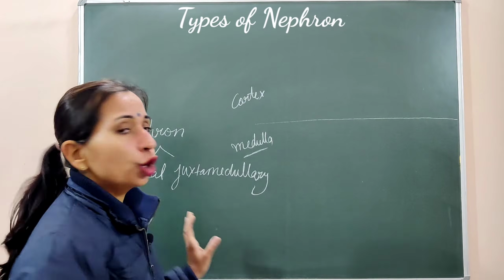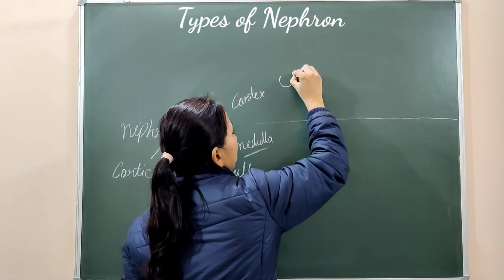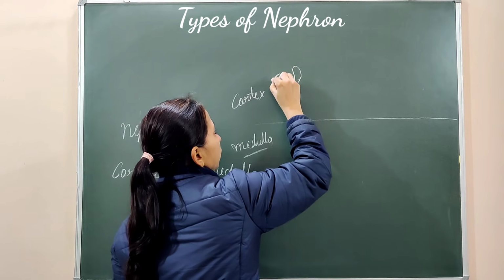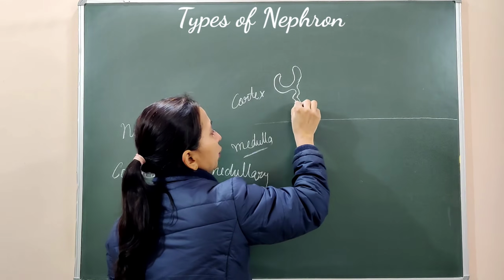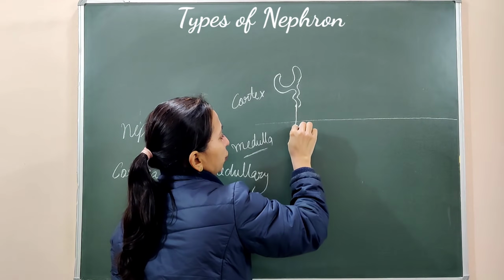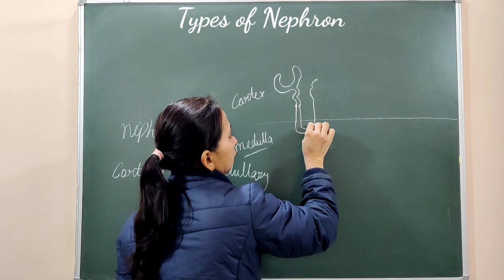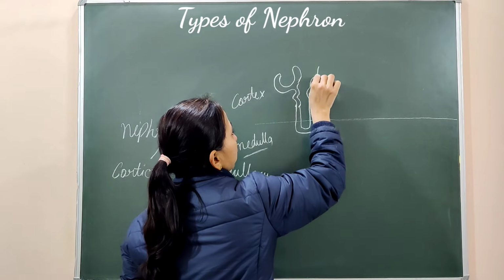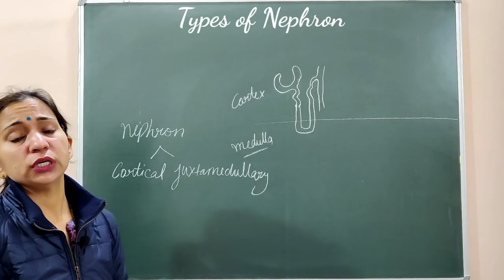So when we talk about the cortical nephrons, they have this Bowman's capsule. Then Bowman's capsule will make the PCT. PCT will continue with the loop of Henle. Loop of Henle will continue with the DCT, and DCT joins with the collecting duct. So this is the structure of cortical nephron.